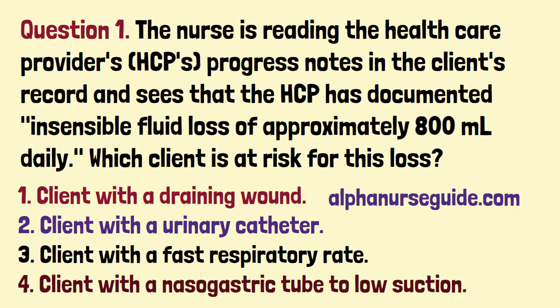The correct answer is 3. Client with a fast respiratory rate. Rationale. Sensible losses are those that the person is aware of, such as those that occur through wound drainage, GI tract losses, and urination. Insensible losses may occur without the person's awareness. Insensible losses occur daily through the skin and the lungs.